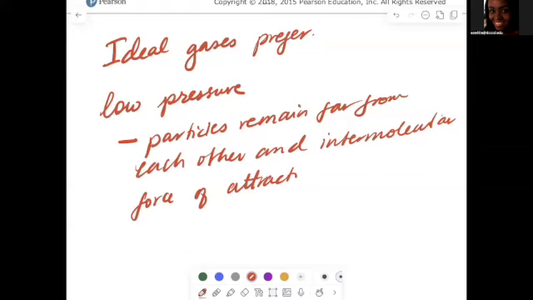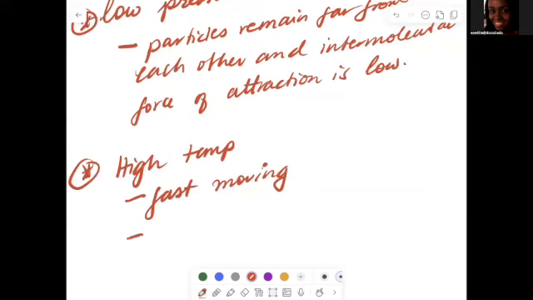The next thing they like is a high temperature environment. Why high temperature? Because when the temperature is high, they tend to be very fast and energetic, fast moving. Because they're fast moving, they don't have time to slow down and form intermolecular forces of attraction. They collide with each other and the walls of the container to maintain that pressure, and then they travel in a straight line. But the temperature has nothing to do with that.